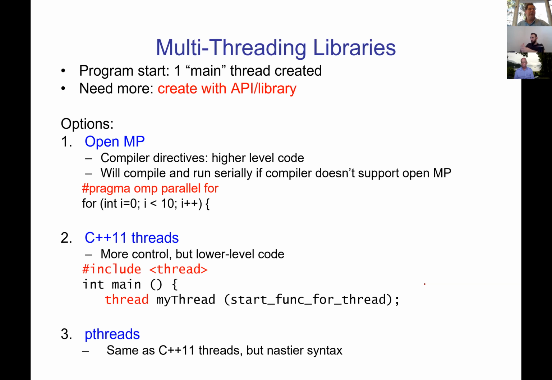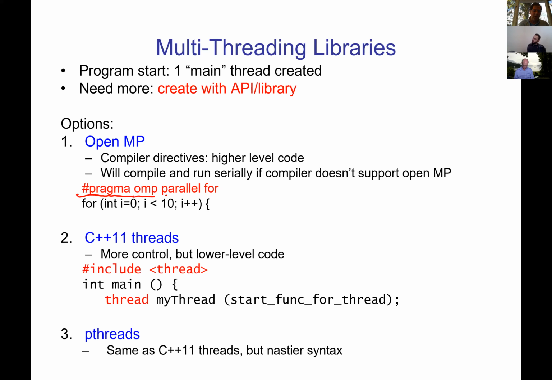The easiest way to multi-thread a program is probably with something called OpenMP, Open Multiprocessing. This uses what are called compiler directives. Compiler directives are things like this. Hash pragma means this is an instruction to the compiler. It doesn't really mean anything in terms of regular C++ execution. I'm giving the compiler an instruction of how I would like it to create my program.